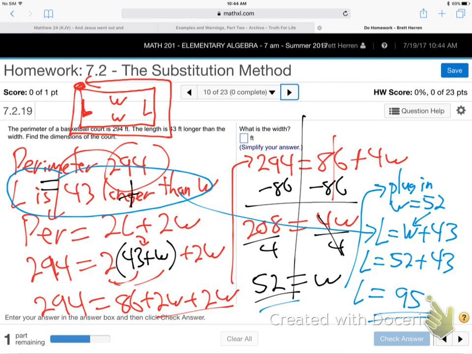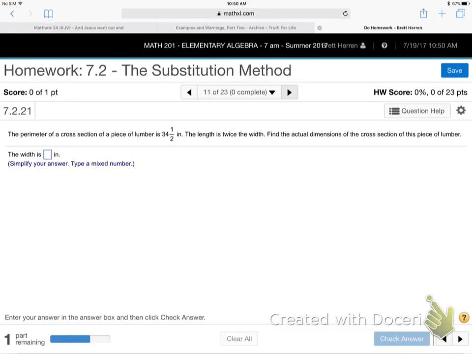All is well? I'm not going to do all these, but we'll do a few. We started off at number 10, right in the middle, because we did a few of them last time. All right, so perimeter of a cross section of a piece of lumber is a rectangle. We're just talking about a rectangle again, aren't we? So same kind of formula: perimeter is 2 length plus 2 width. They're telling you the perimeter is 34.5.